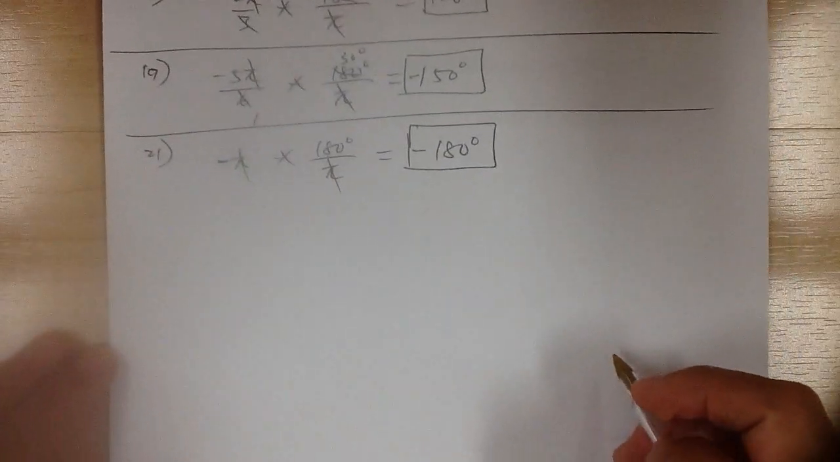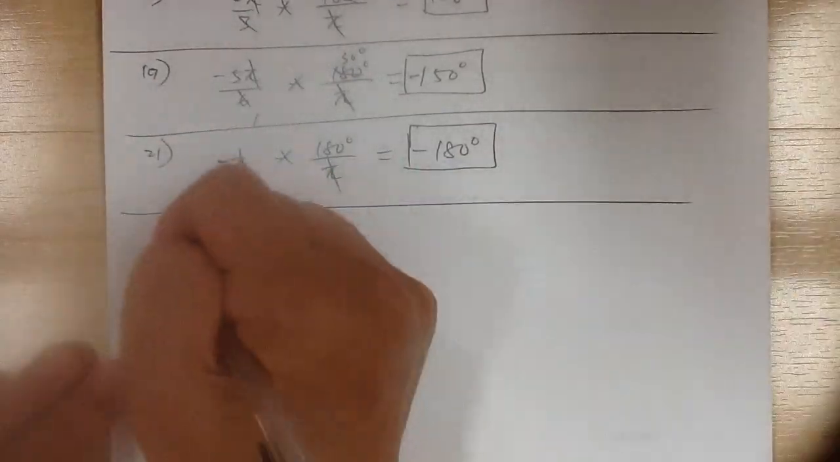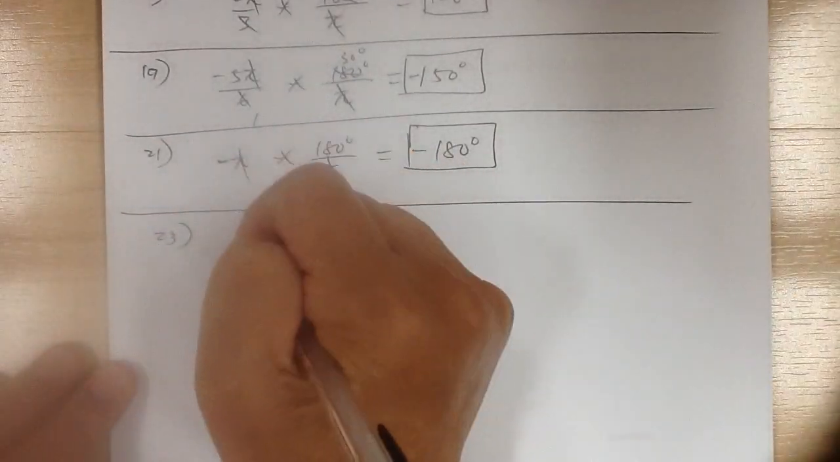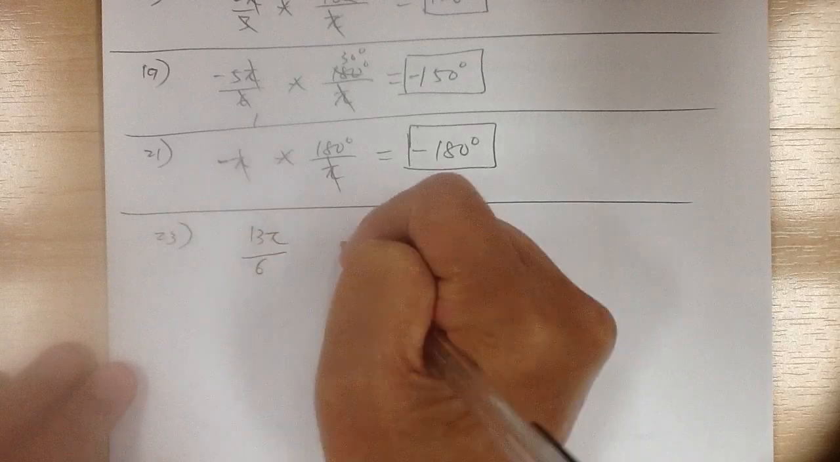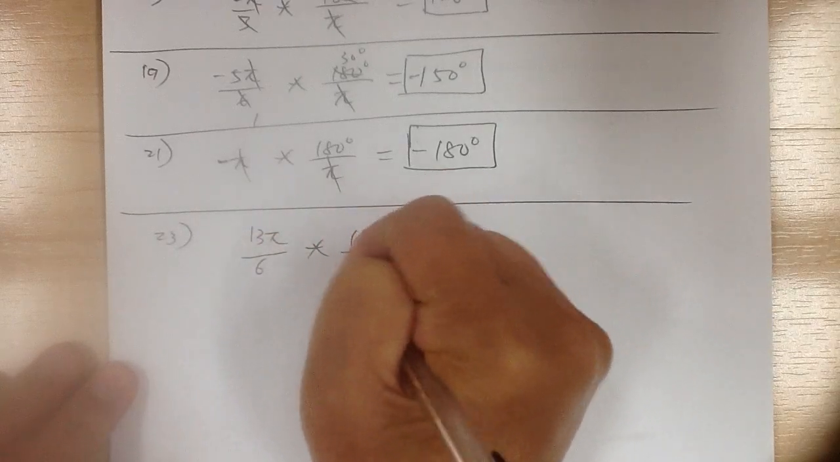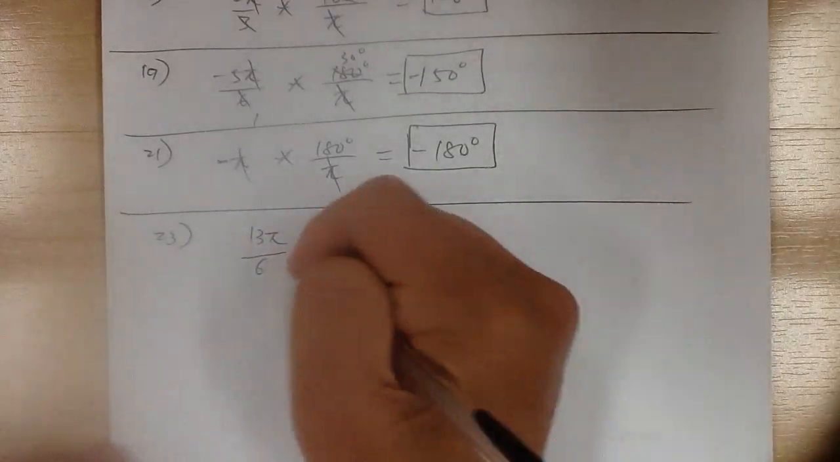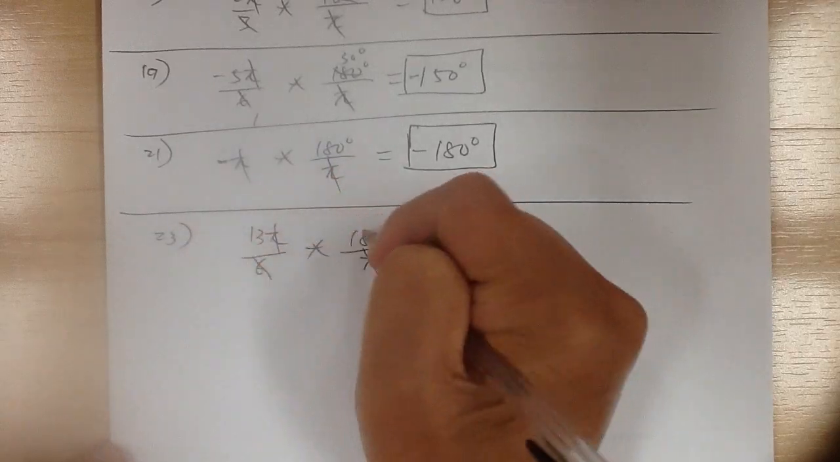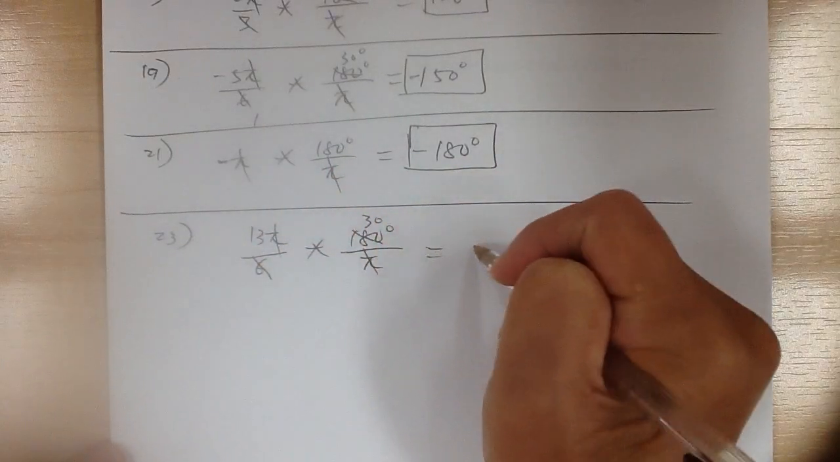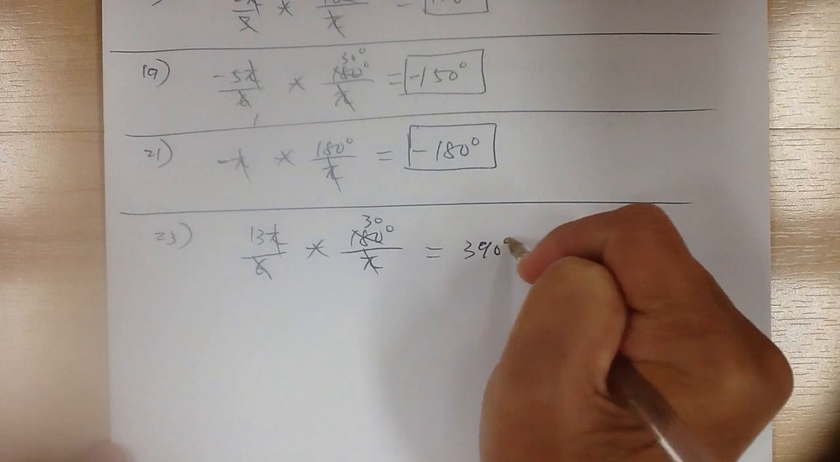Okay, 23, 13 pi over 6. Again, multiply by 180 degrees over pi. So the pi cancels out, and this cancels with that to give you 30. So you're going to get 390 degrees.